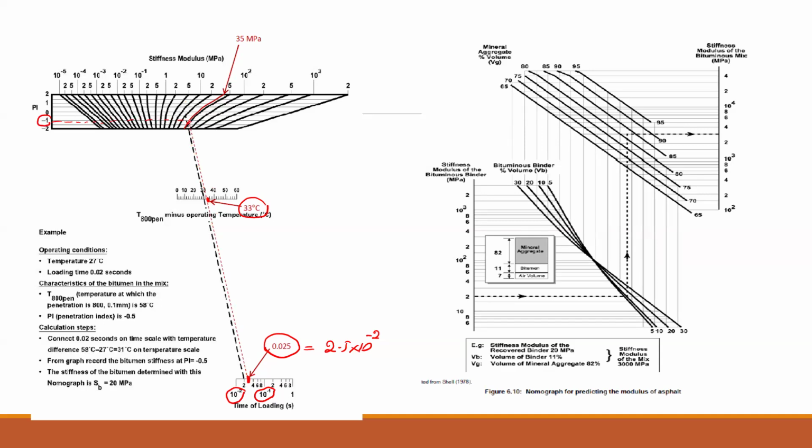Now we drew a curve, and it is where it is touching this axis here. This gives us the modulus of the binder, which is 35 megapascals. The thing is, it's a log graph. You see it's getting expanded. It's not equal spacings. It's log.